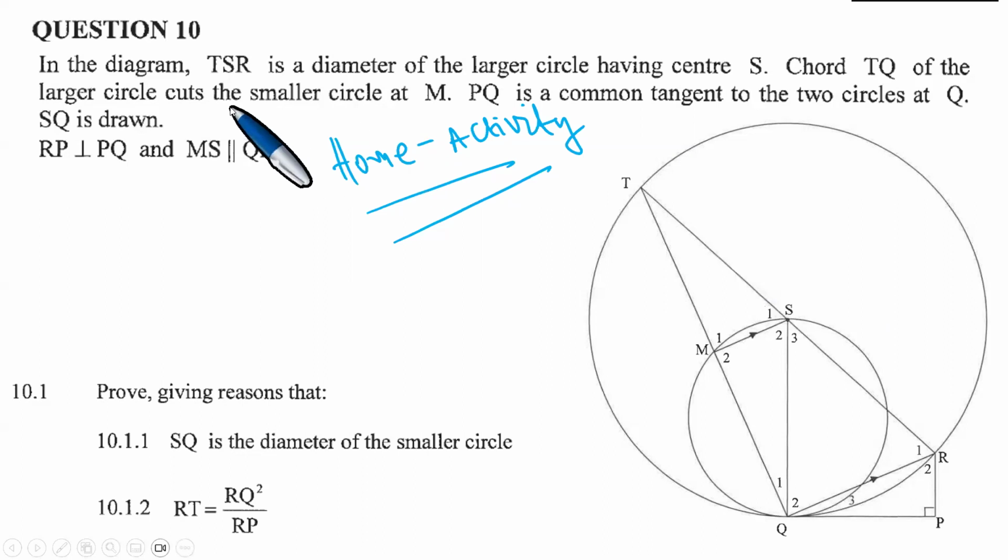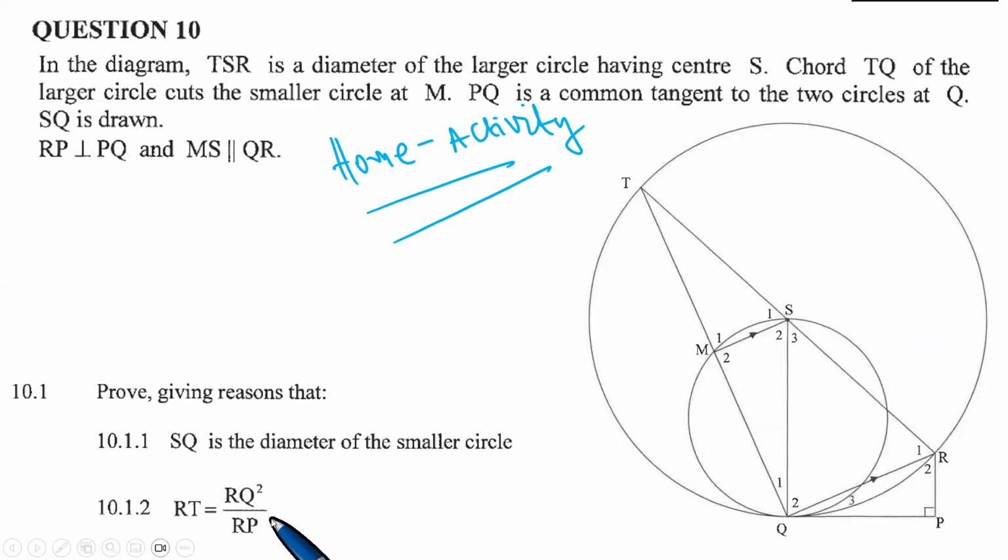This one is in the diagram. TSR is the diameter of the largest circle, having center S. Chord TQ of the largest circle cuts a smaller circle at M. There is M. Now PQ is a common tangent to the two circles at Q. There's Q and SQ is drawn. RP is perpendicular to PQ. And MS is parallel to QR. Prove, giving reasons, that SQ is the diameter of the smaller circle.